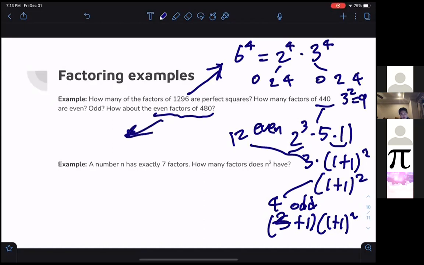How about the even factors of 480? 480 should be 2 to the 5th times 3 times 5, or 10 times 48. This exponent has 4 choices. These two both have 2 choices, given that it has to be even, so 4 times 2 squared. It's equal to 16 in total.